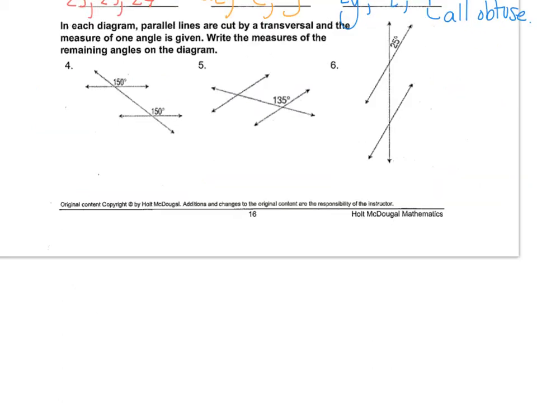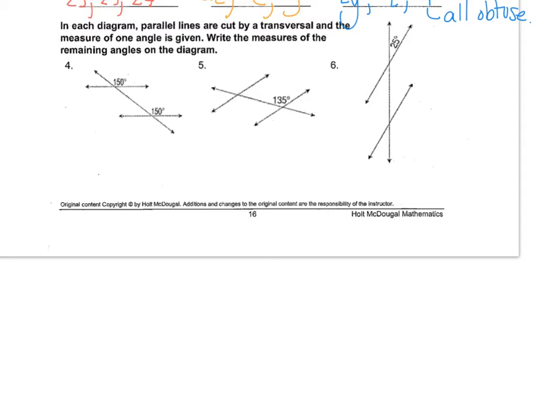And you don't have to worry about any of that vocab. You just know that all the obtuse angles are congruent. All right, down here towards the bottom we have to do a little bit more work. It says in each diagram parallel lines are cut by a transversal and one angle measurement is given. So we have to find all of the missing angles. So just like above, I can find 4 that are congruent.